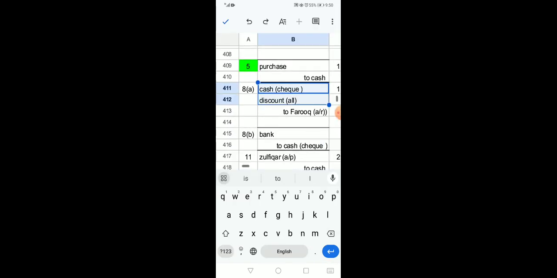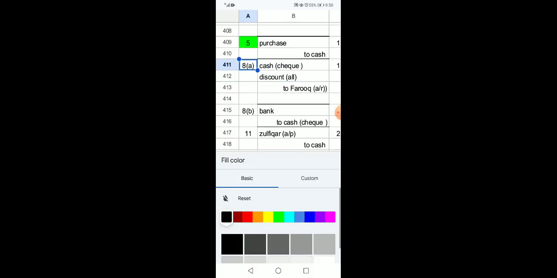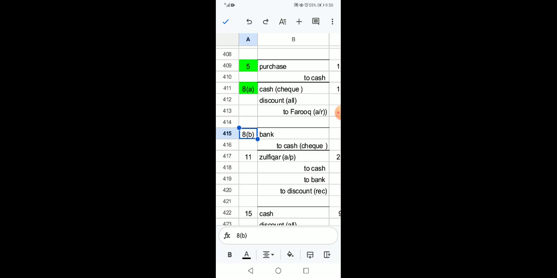8A, there were 2 elements. Both elements have been posted. 8A is completed. Mark it as done. Now we are doing 8B. There are 2 elements and both elements are associated with the cash book. So step by step we will do.